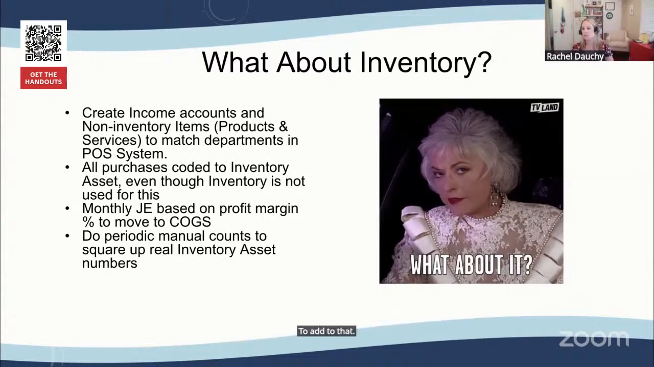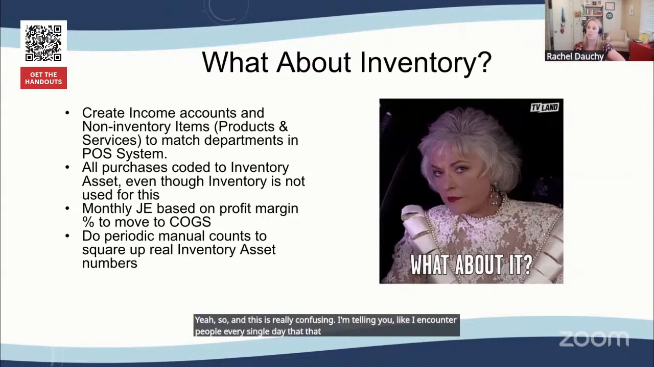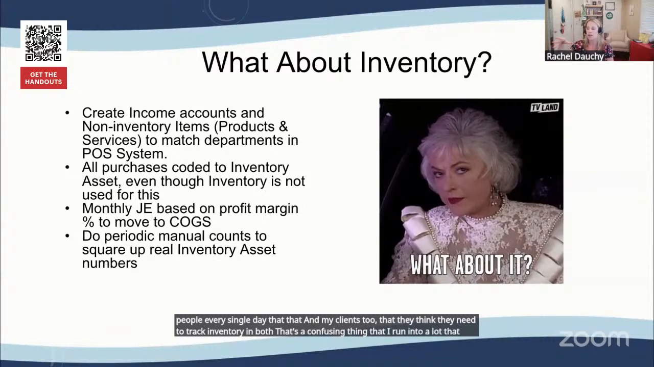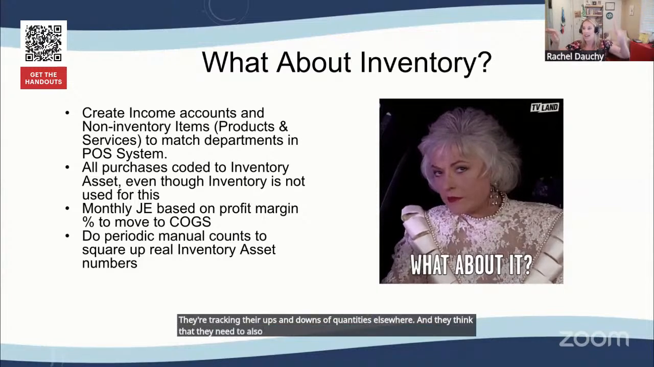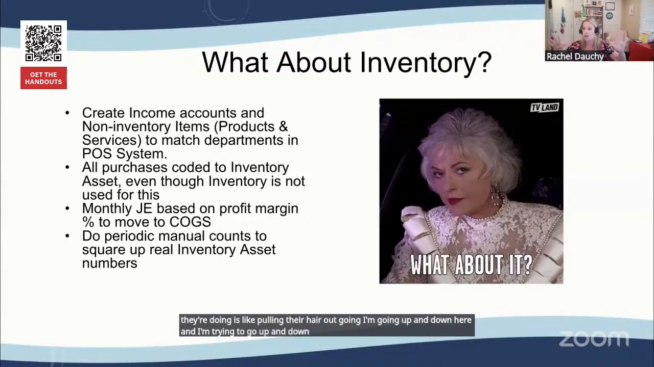Yeah. This is really confusing. I'm telling you, I encounter people every single day, and my clients too, who think they need to track inventory in both. That's a confusing thing that I run into a lot: they're tracking their ups and downs of quantities elsewhere, and they think they need to also track the ups and downs of quantities in QBO. And all they're doing is pulling their hair out going, I'm going up and down here and I'm trying to go up and down here, the same thing. No, we don't do it like that.